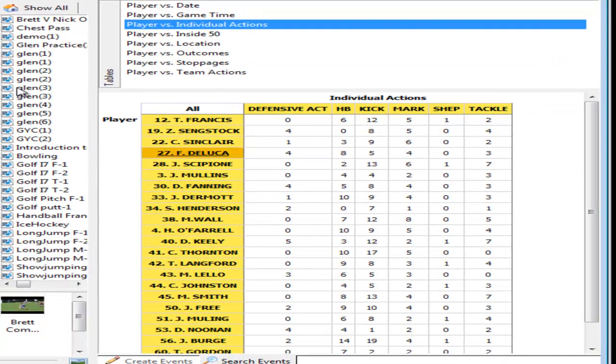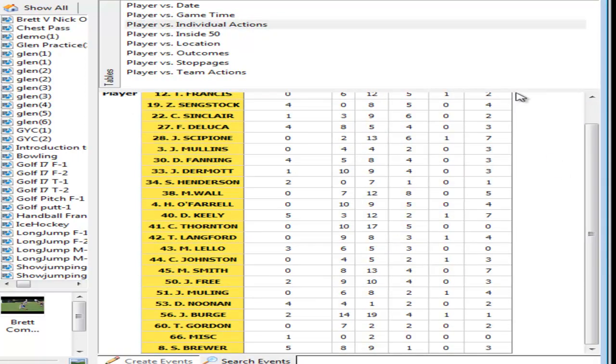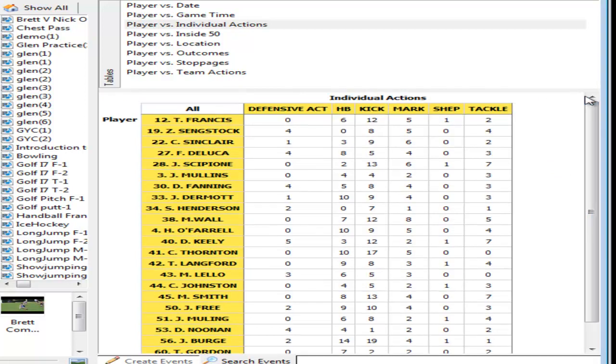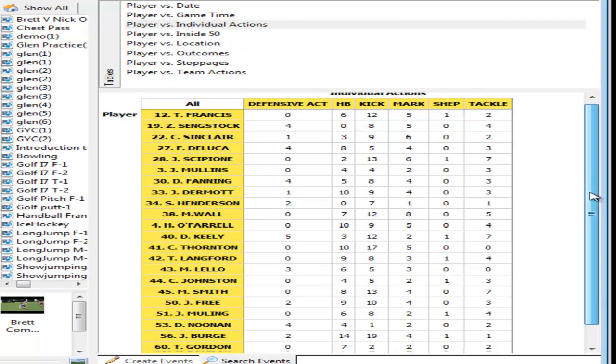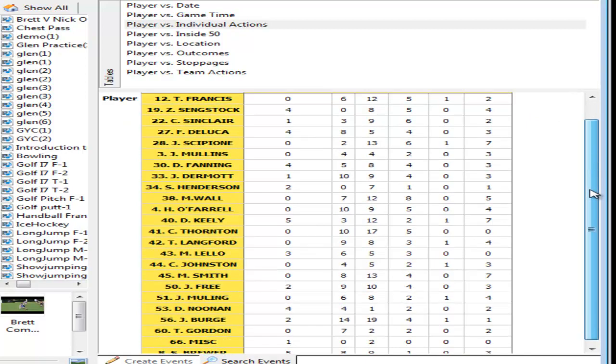If you have a look here, these are all the players from the game. There's all of their defensive acts, and it totals them. Here's all their handballs. Here's their kicks. Here's their marks. So this is your ability to have an instant printout of the stats. You can print that and put it up in the rooms. You can print it out instantly at quarter time, half time, if you're at a level where you're able to get someone to get the information live. If I right-click on that, it instantly gives me an option to print.